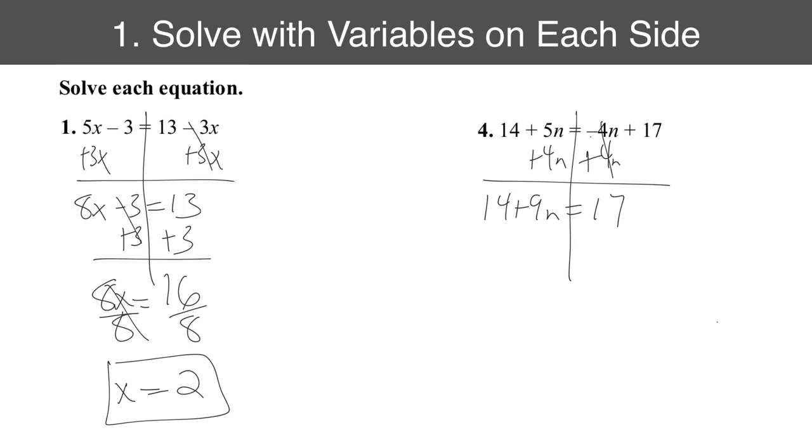So again, at this point, you just have a two-step problem. So you got to move the 14 and the 9 away from the n. We move the 14 first because it's further away. So I subtract 14 over. I get 9n equals, and then we say 17 minus 14, which gives me 3. Now, this is where a lot of students make mistakes. Remember, whatever you're moving goes second. So right here, you have 9 times n, so we're going to divide by 9.